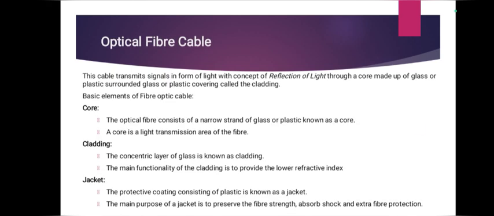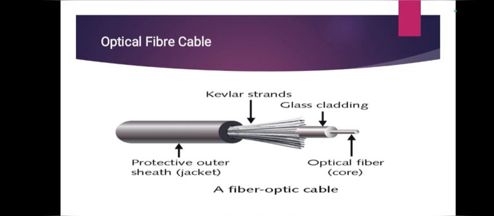Optical fiber. This cable transmits signals in the form of light with the concept of reflection of light. The basic elements of fiber optic cable are core, cladding and jacket. In the core, the optical fiber consists of a narrow strand of glass. A core is a light transmission area of the fiber. The concentric layer of glass is called cladding. The protective coating made of plastic is called jacket. So this is the diagram of optical fiber cable.